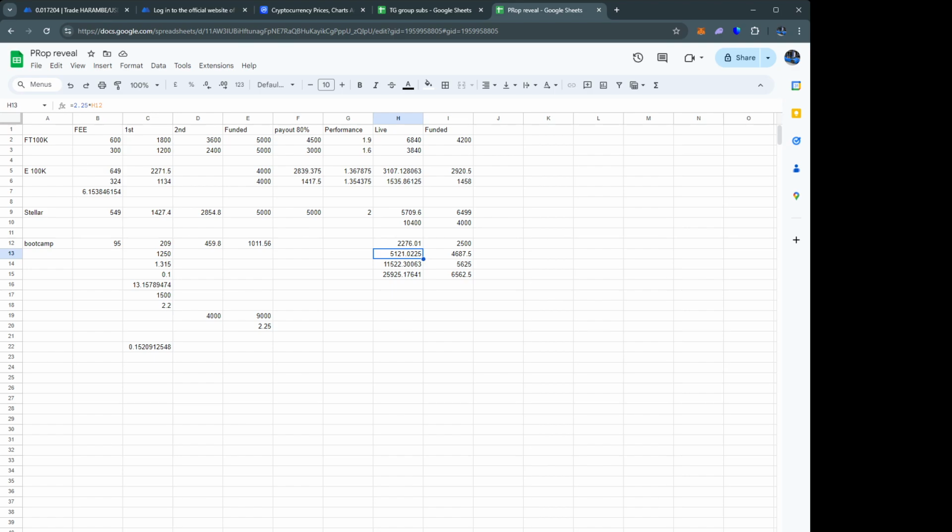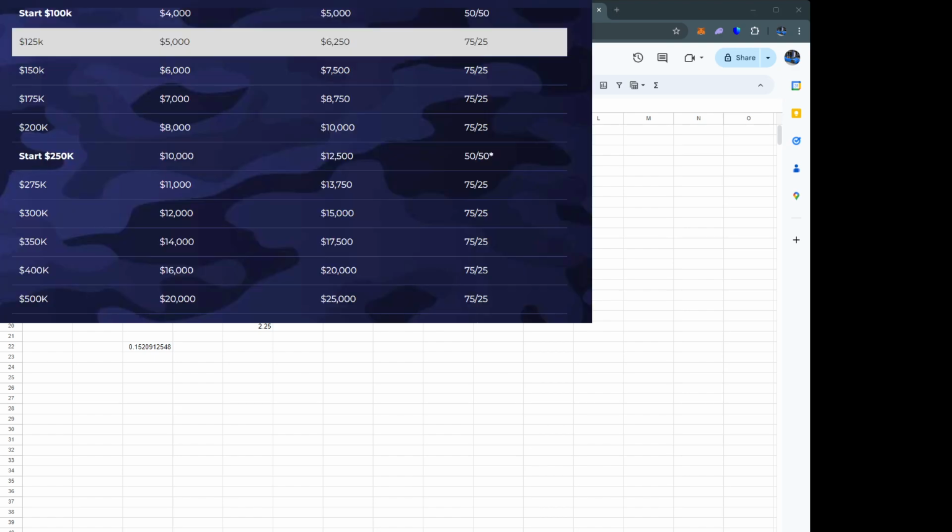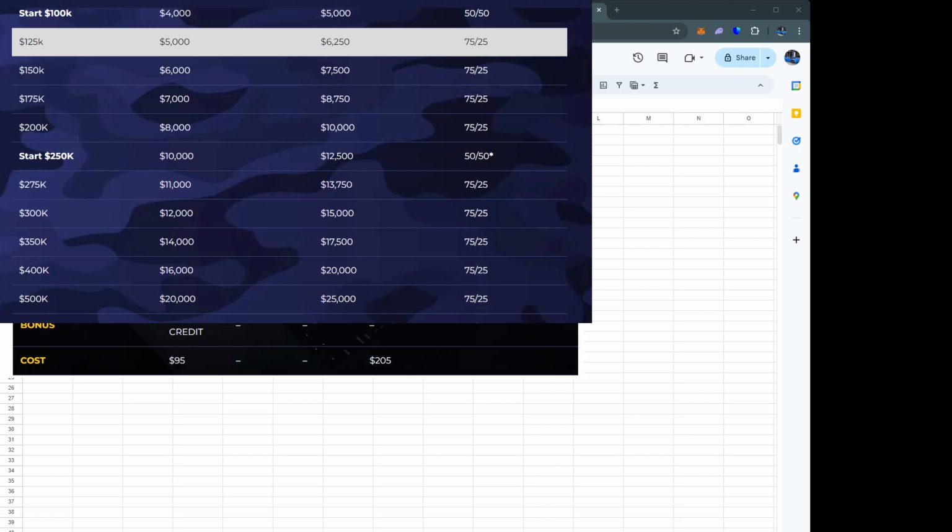But now if we pass to the third stage, we have 150,000 funded, meaning that we have 6,000 actual account, and we have a profit target of 7.5k. This means that if we manage to pass this level again, we are gonna have a payout of 5.6k, while in the live account we are gonna have 11.5k. And now you see how the numbers add up.